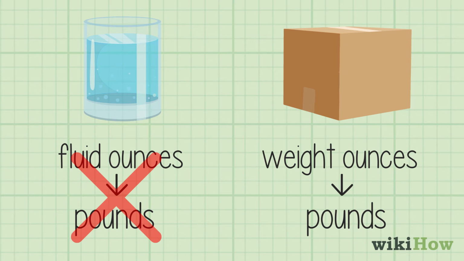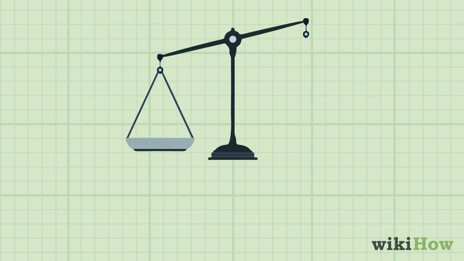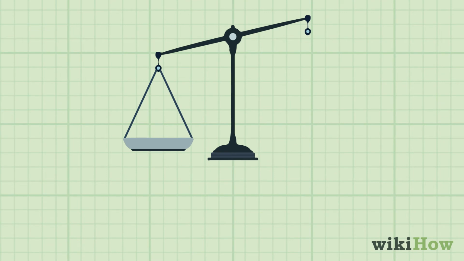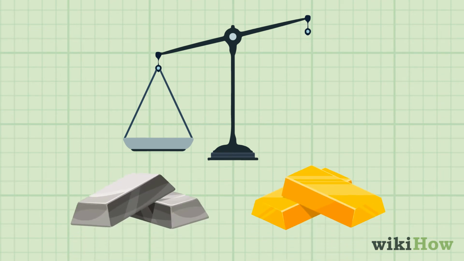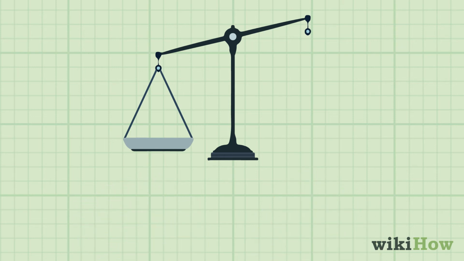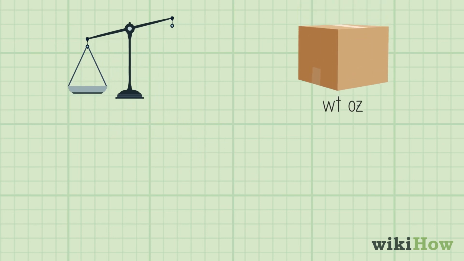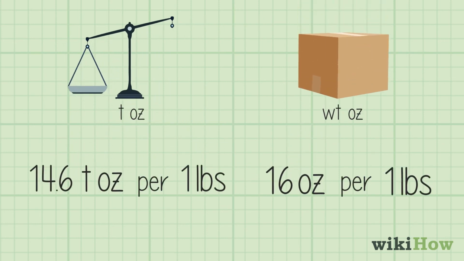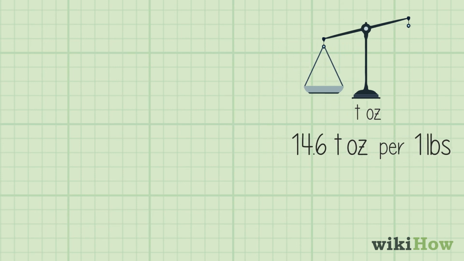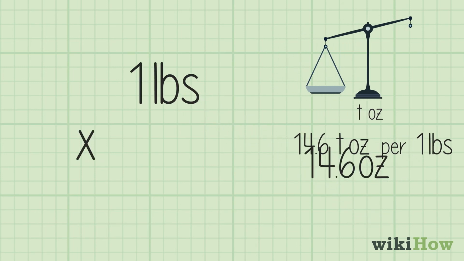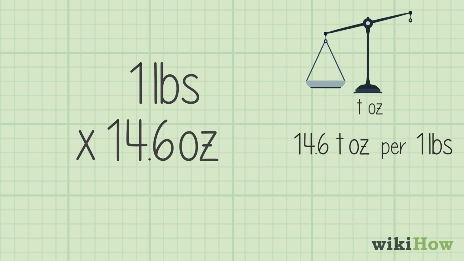but different weights. If you're measuring the weight of a precious metal, such as silver or gold, you might also come across a non-standard type of ounces called troy ounces. A troy ounce is a little heavier than a standard ounce, so there are 14.6 of them in a pound instead of 16. To convert pounds to troy ounces, multiply the number of pounds by 14.6.